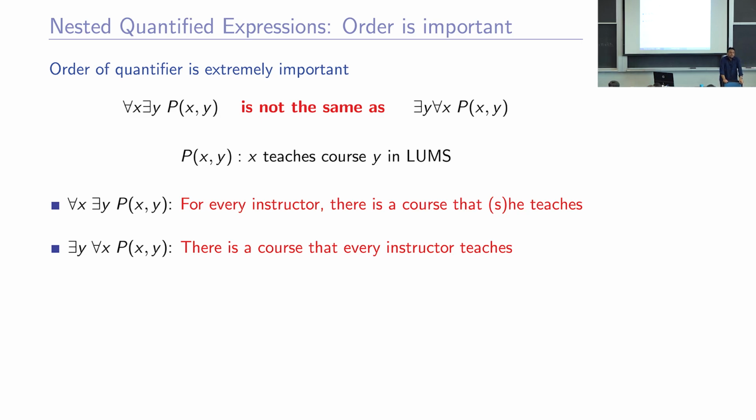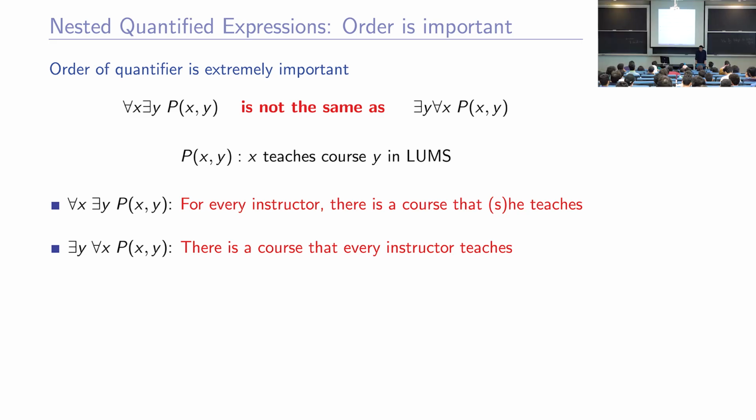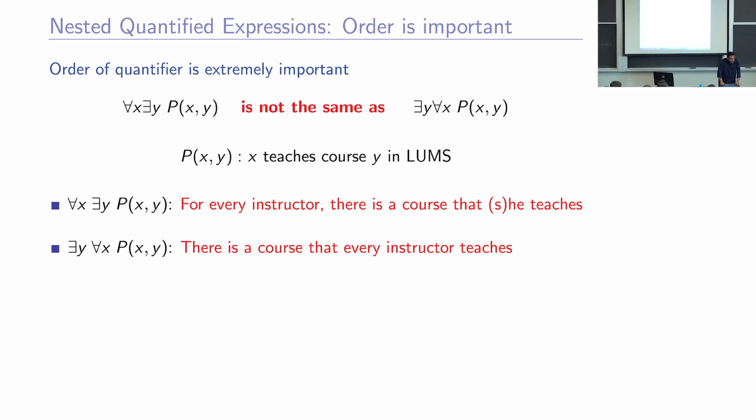Are these the same statements? What is the difference between these two statements? Just look at the face value. The order of quantifier has been flipped, right? The statement becomes very different. Maybe both true, maybe both false. Maybe there is a universal course that everybody has to teach, but it's a different statement. These two statements are very different, okay?